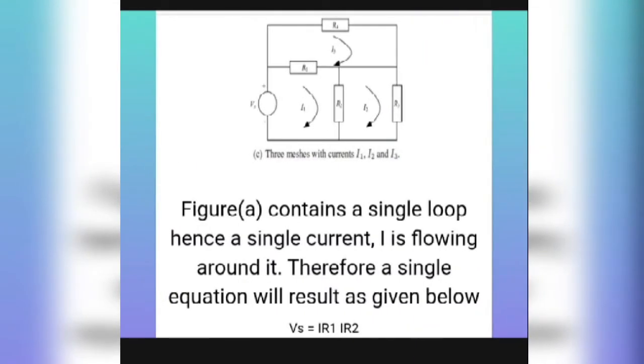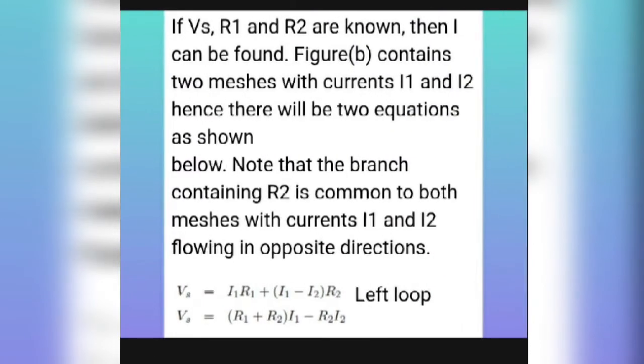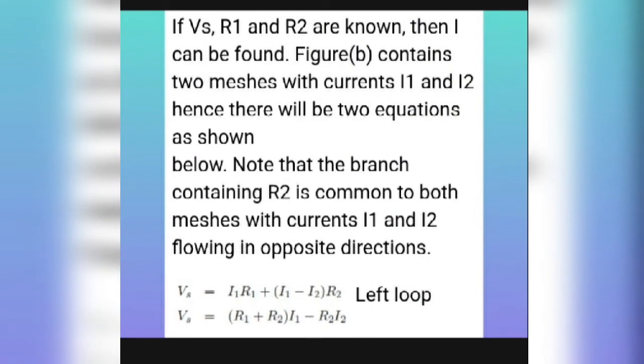Circuit A contains a single loop, hence a single current I1 is flowing around it. Therefore, a single equation will result as given below: Vs is equal to I R1 plus I R2. If Vs, R1 and R2 are known, I can be found.